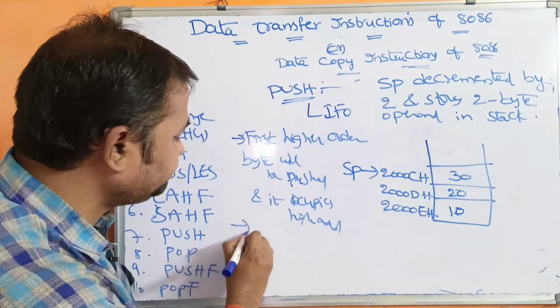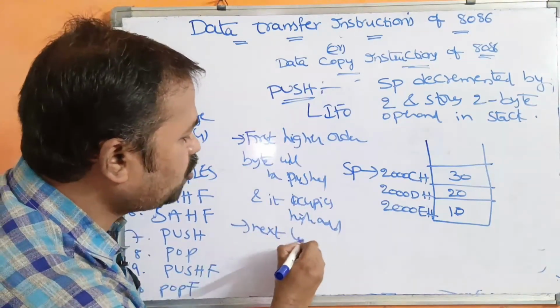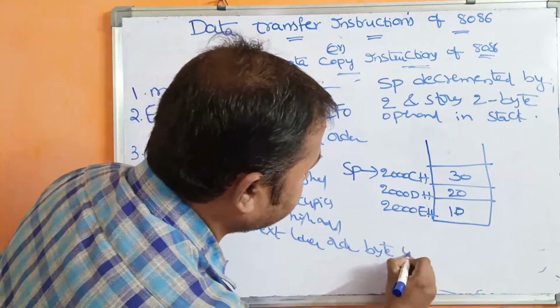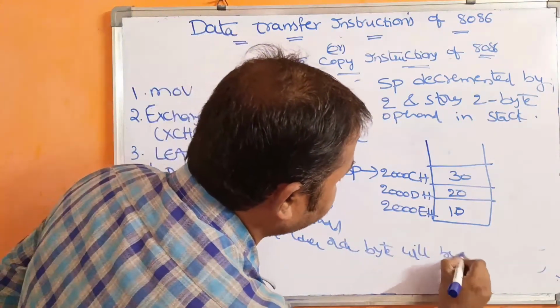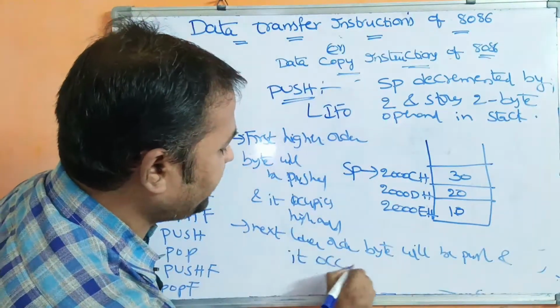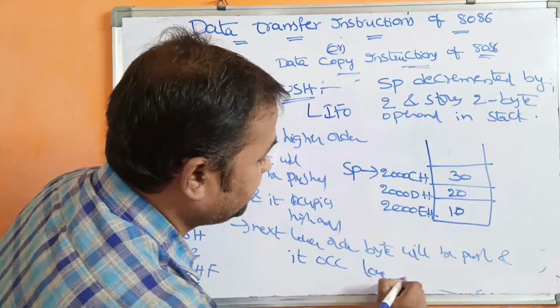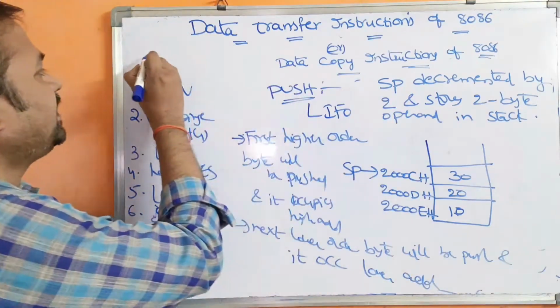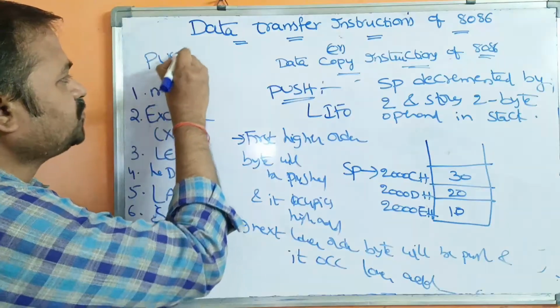Next the lower order byte will be pushed and it occupies the lower address. So let us see an example. Let us say we are executing this push operation.